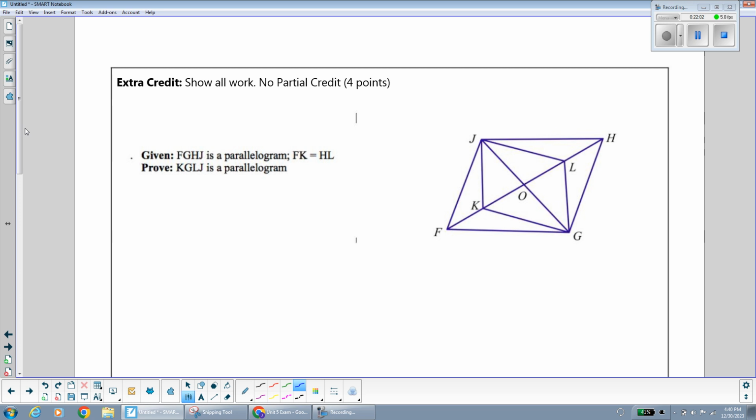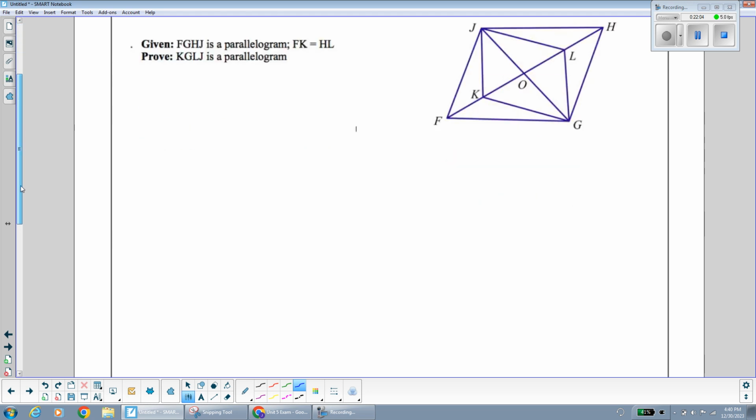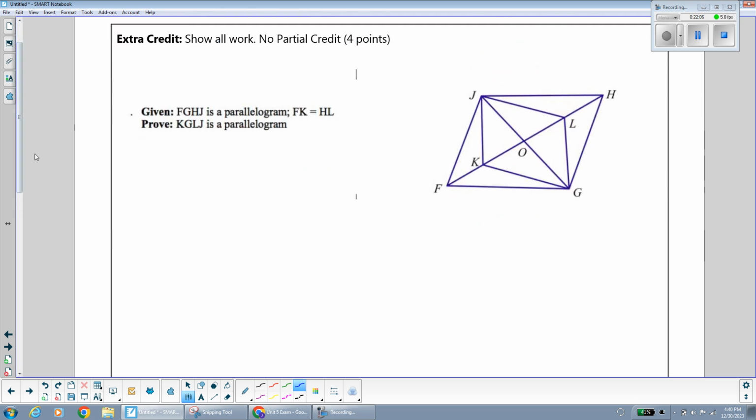Okay, and the last question was the extra credit, and I am going to go over the most direct way to do it. You can do it a bunch of ways, including proving a lot of different triangles congruent and CPCTCing a lot of stuff, but we're not going to do it that way. We do have diagonals here, because we do know that FJHG, the outer quadrilateral, is a parallelogram. So we do have its diagonals FH and JG, corner to corner, corner to corner.